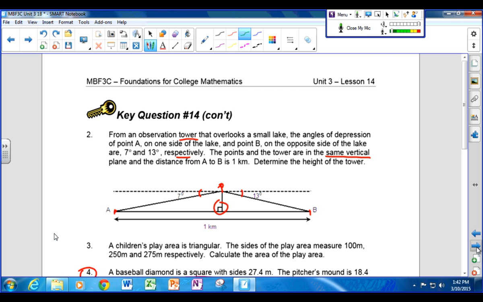One of the things you would probably do is get the height of the tower by... no, because the 1 kilometer is from A to B, but you can't assume that it's in the middle. So don't make that assumption that it's 500 meters from A to the tower and 500 meters from B to the tower. That would be a faulty assumption, because we know that this line here and that line here are different lengths because the angles of depression are different.